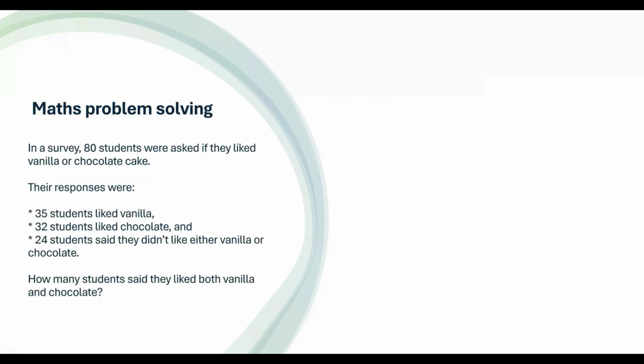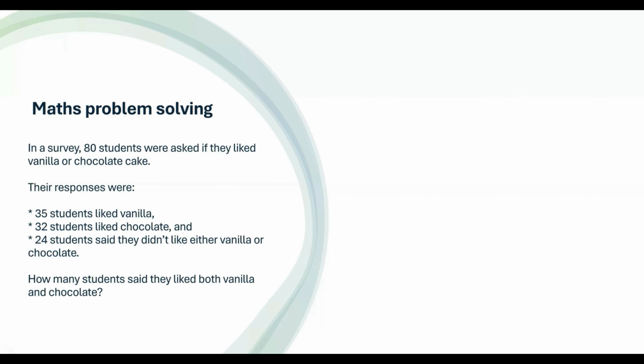Let's have a look at another problem. In the survey, we have 80 students, and they were asked if they like vanilla or chocolate cake. So we get the information there. 35 students like vanilla, 32 like chocolate, and 24 say they didn't like either of them. So how many students said they like both vanilla and chocolate? Yeah, the bit in the middle, isn't it?